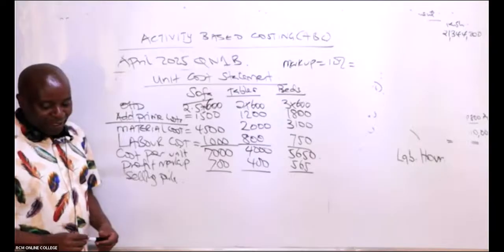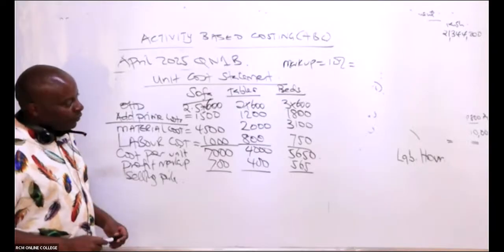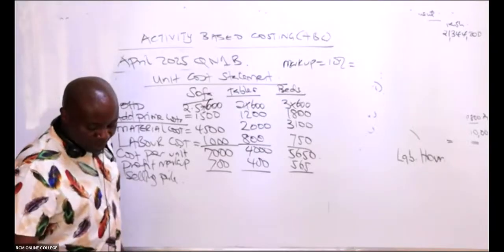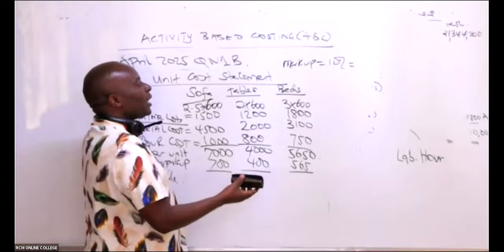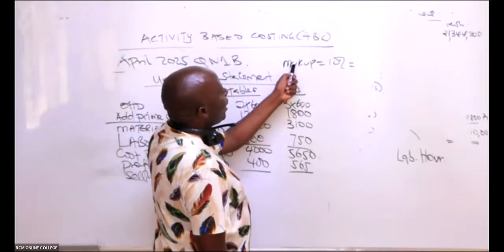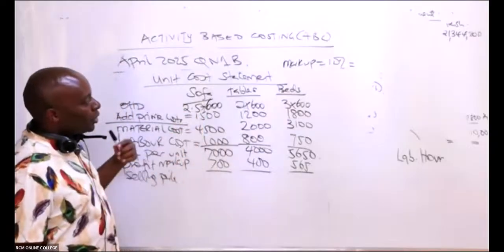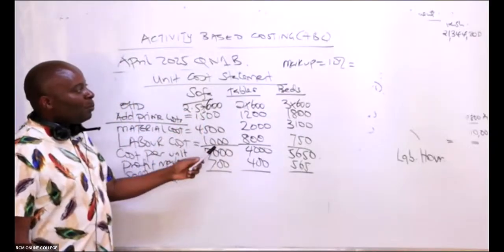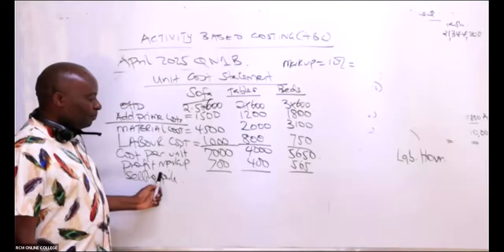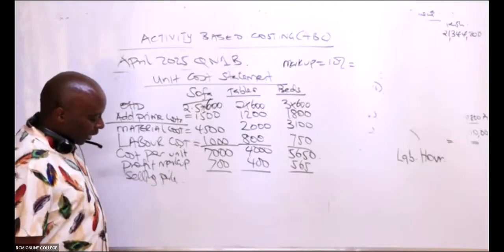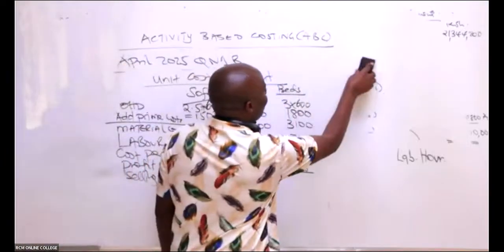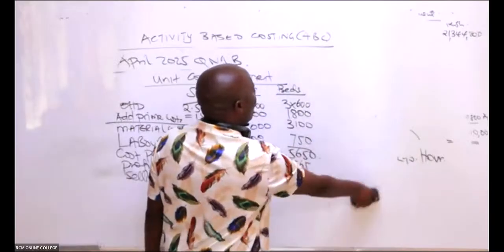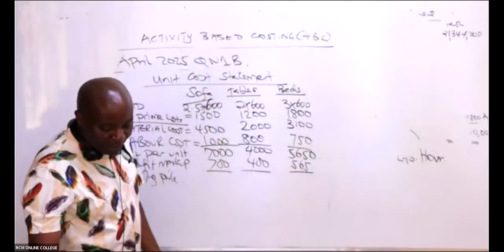Very good question. What if, ladies and gentlemen, and this has happened severally, we know that markup marries cost. Markup is very compatible with the cost. But at times you'll get an examiner, instead of giving you markup, they'll give you what we call margin. Just to disturb you.